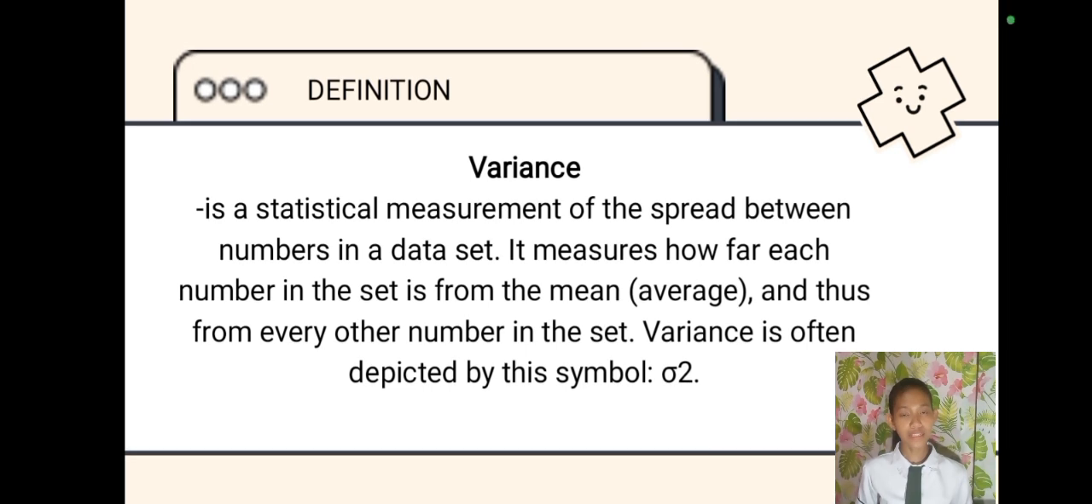First, what is variance? Variance is a statistical measurement of the spread between numbers in a data set. It measures how far each number in the set is from the mean, and thus from every other number in the set. Variance is often depicted by this symbol, sigma squared.